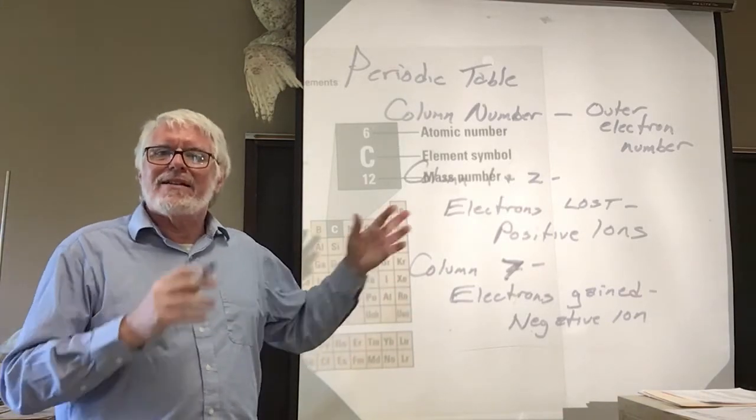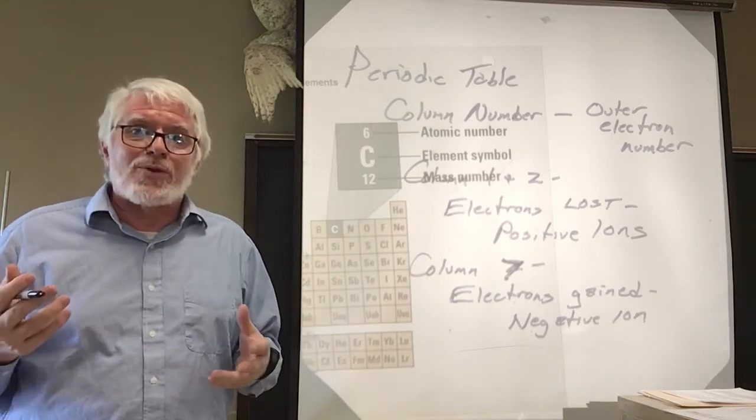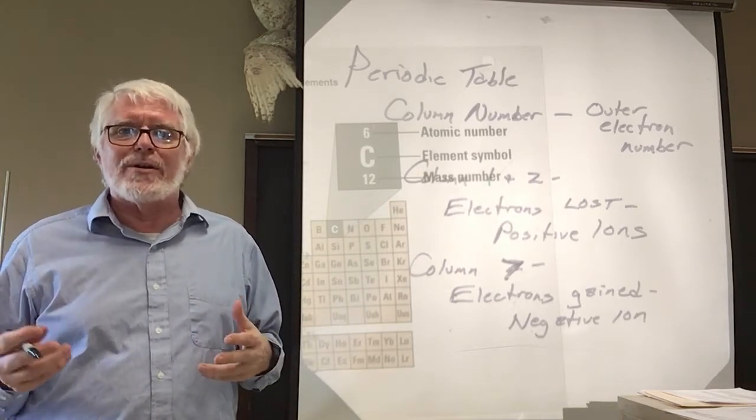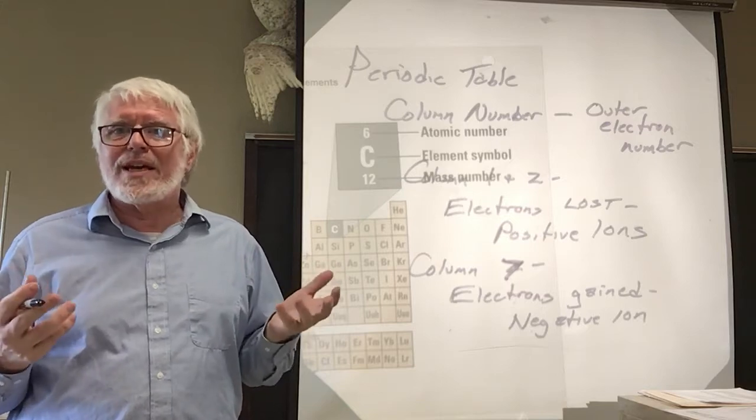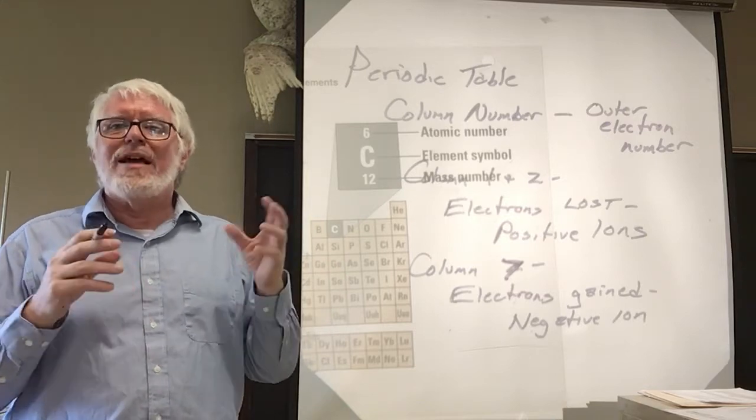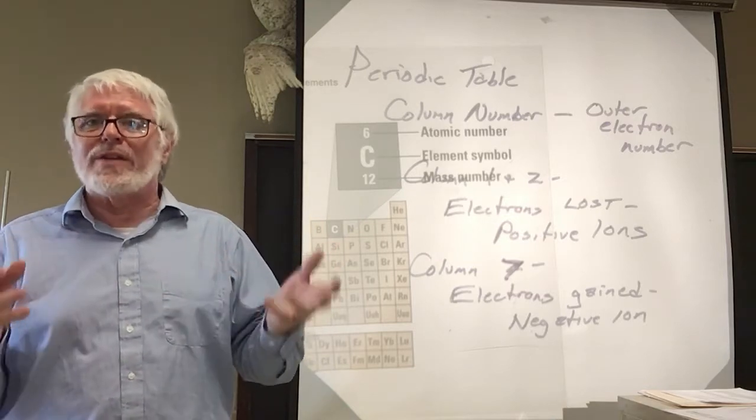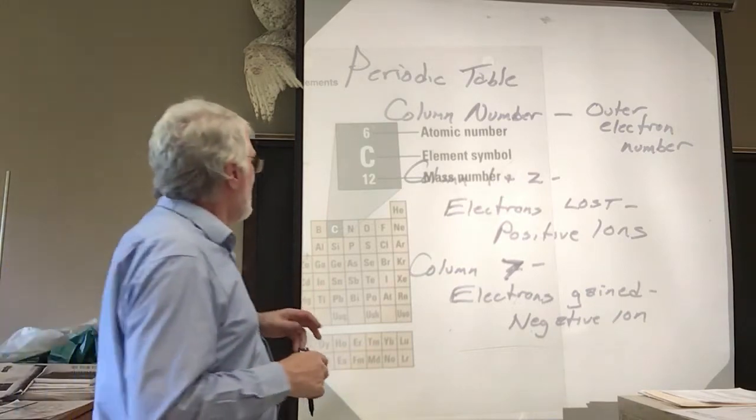And again, now you wind up with 1 extra electron, 1 extra negative charge. And so you wind up being a negative ion. An atom that has a charge, or a molecule that has a charge, is an ion.